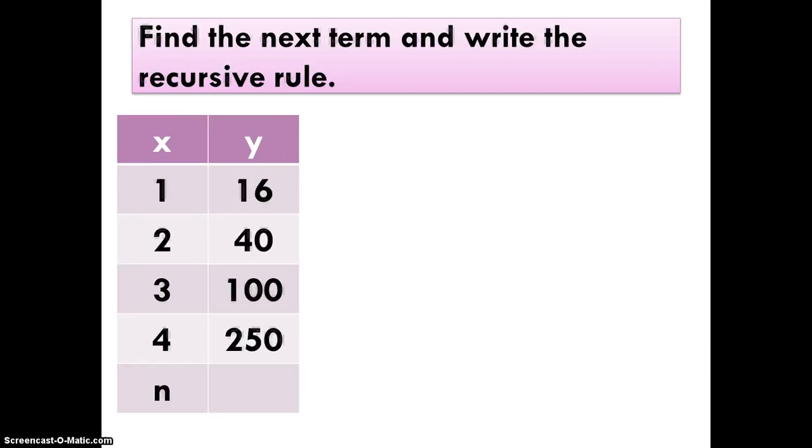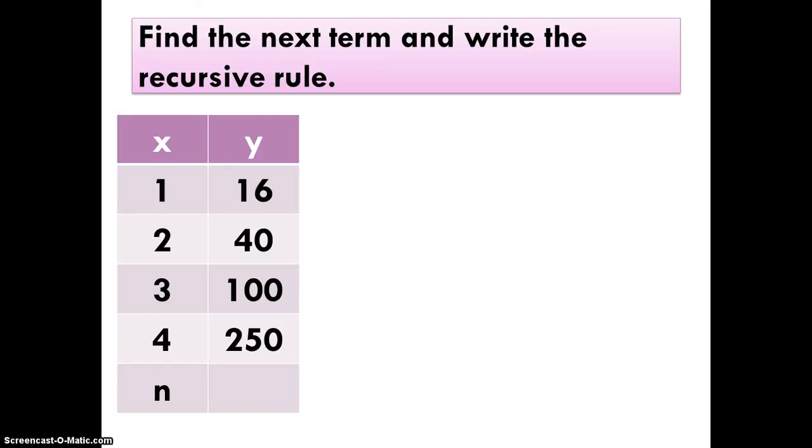Now, try to do this example on your own. Pause the video and see if you can do it. Now, first of all, is this a common difference or a common ratio? And as I look at this, I see I go from 16 to 40, then 40 to 100. I automatically see I'm not adding the same number every time. So I'm guessing this may be a geometric sequence.